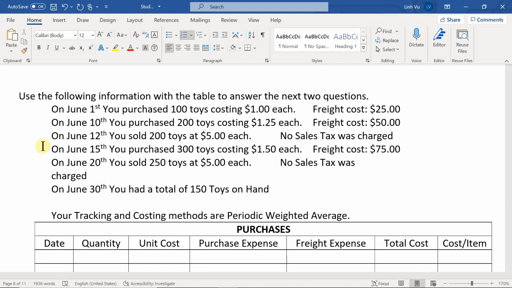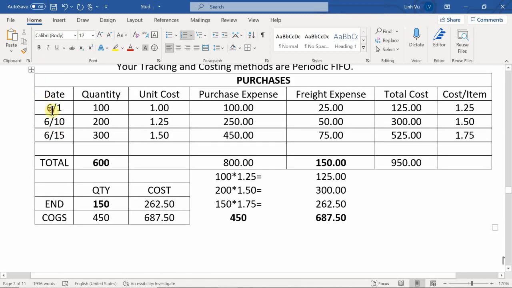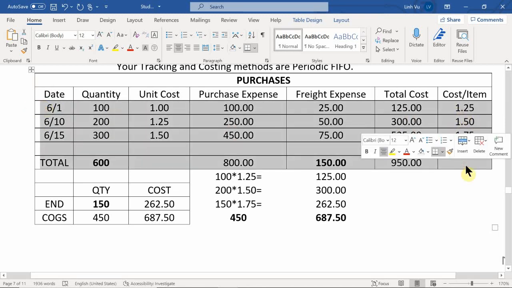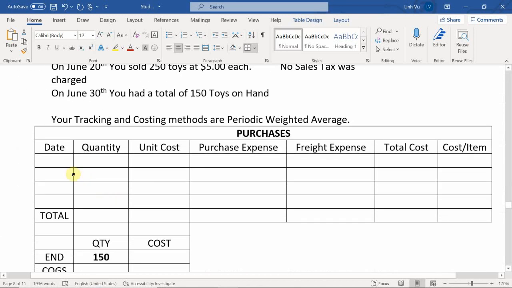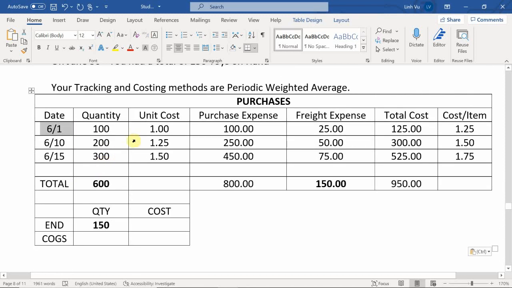Okay, so June 1st, you still purchased 100 toys at $1 each with a freight of 25. June 10, you still purchased 200 items at $1.25. So all the scenario is exactly the same. So I'm actually going to copy and paste this to save some time so we don't have to put all of that in there again. However, the difference here is we're using weighted average.